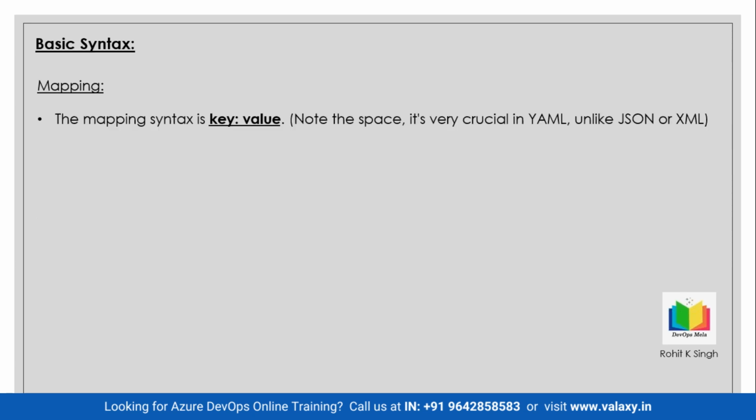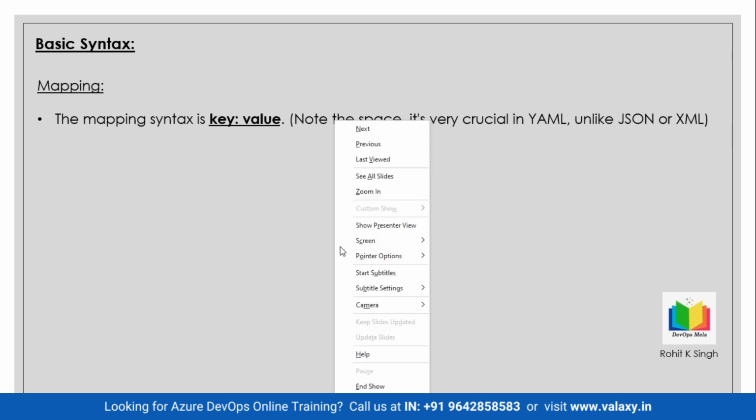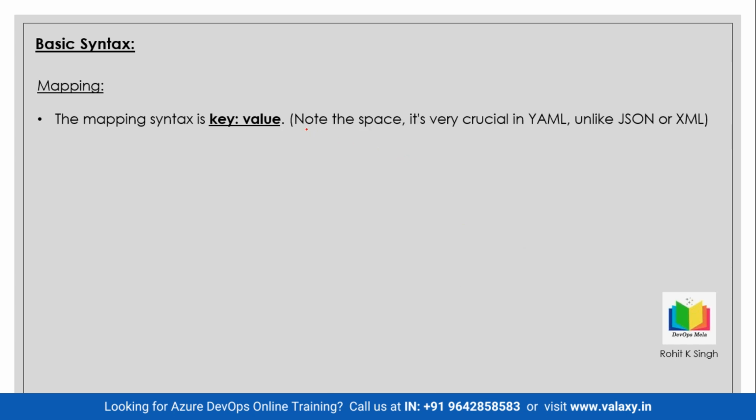So YAML supports mapping. Mapping is nothing but dictionary key value, wherein you will have a key and you will have a value. Okay, important things to note in YAML. YAML does not support tab completion, and it is case sensitive and space sensitive both. Okay, so note again, it's mentioned over here, note the space, it is very crucial in YAML. Unlike in JSON and XML, in YAML you need to take care of the space.